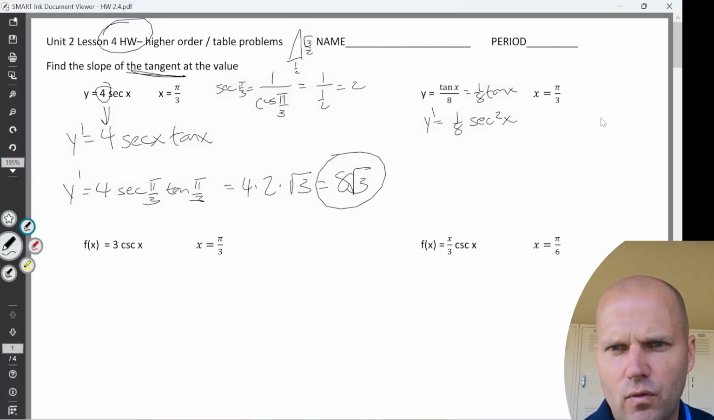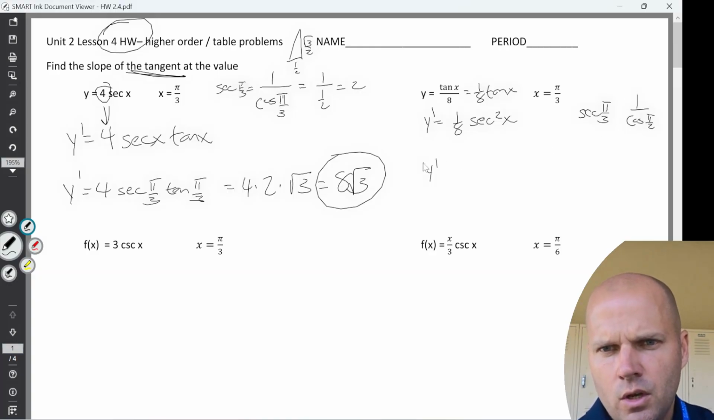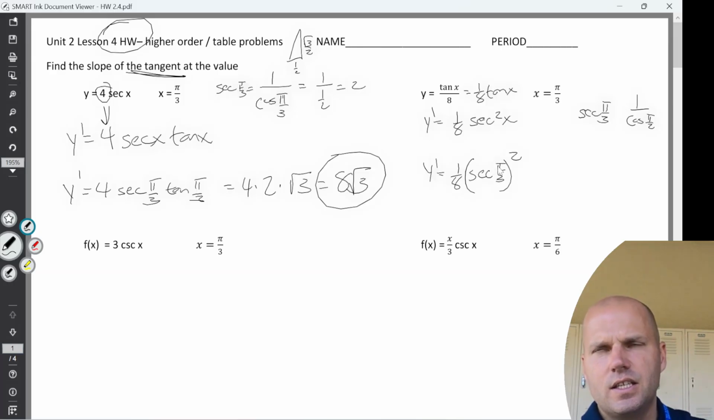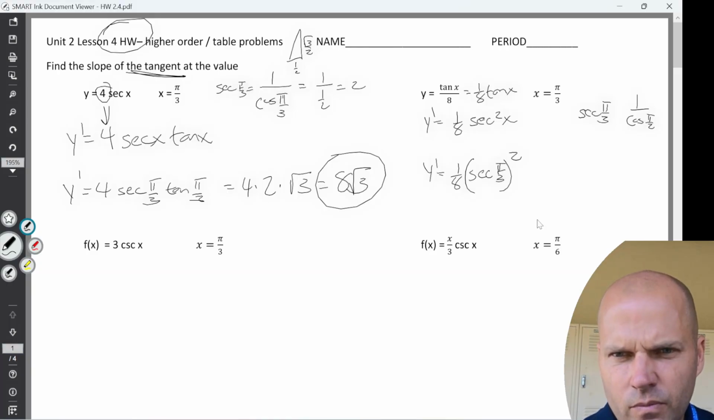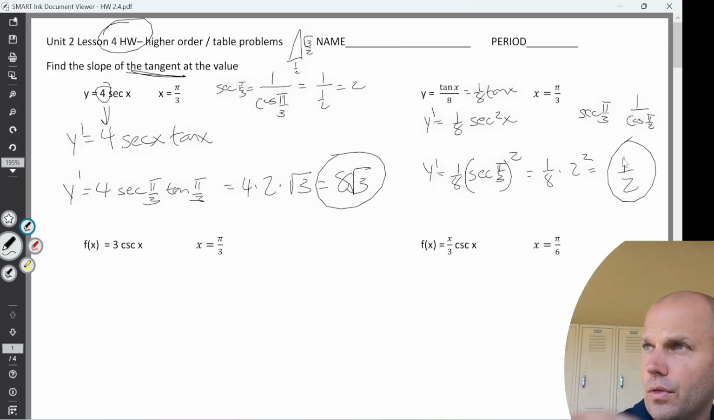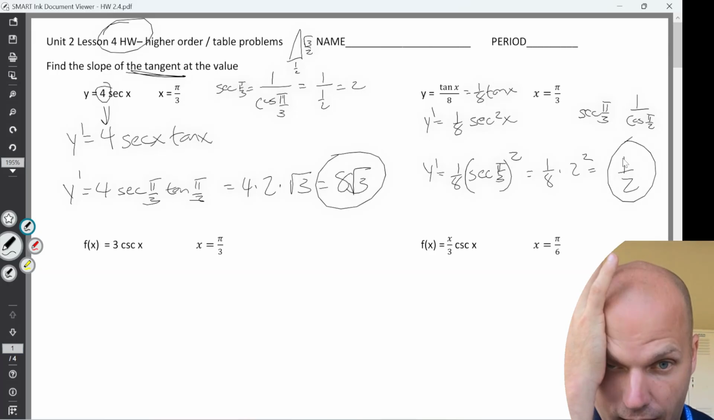If you plugged in pi over 3, the secant of pi over 3 is the reciprocal of the cosine of pi over 3. We already talked about the cosine of pi over 3 is a half, so 1 over a half is 2. But secant squared is really the secant of the value squared. This is very important to know, that notation, which a lot of students forget, that secant squared is really the secant of x squared. So I have 1/8 times 2 squared, or 1/4, or sorry, 4/8 or 1/2.